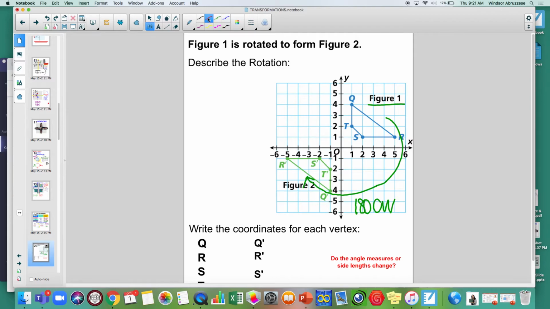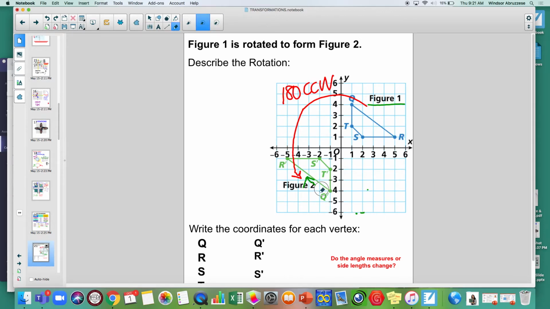If I do counterclockwise, if I move 90 degrees and another 90, here I am. Do you see how 180 counterclockwise and clockwise are the same? So let's erase this one so as to not confuse us. Okay. So we can say that this trapezoid or quadrilateral was rotated 180 degrees.